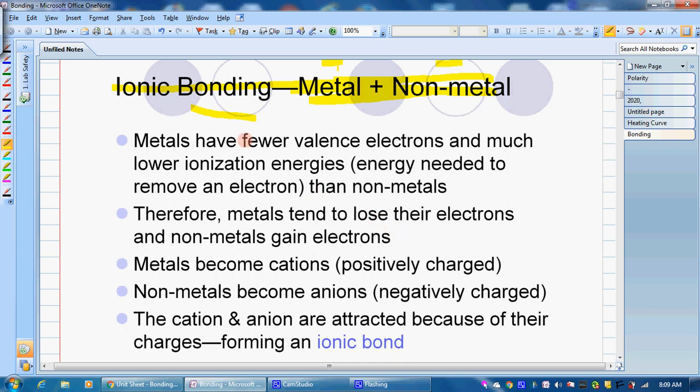Again, metals are going to have fewer valence electrons. They have lower ionization energies. Metals then are going to lose their electrons. Nonmetals then are going to gain electrons, like we just mentioned. Metals become cations, nonmetals become anions, and these 2 together form that ionic bond when they're attracted together.